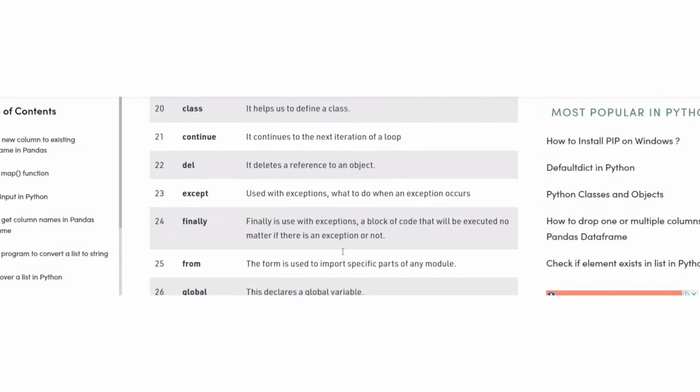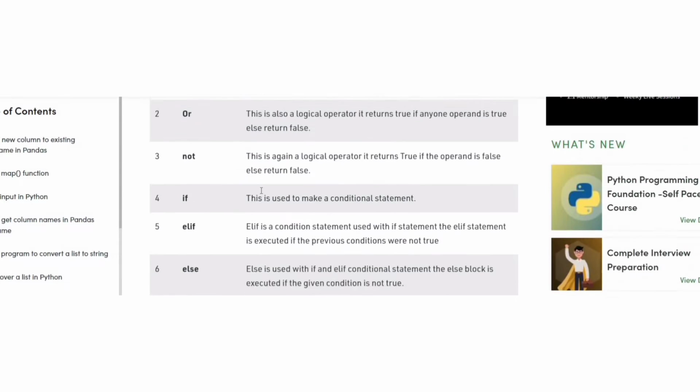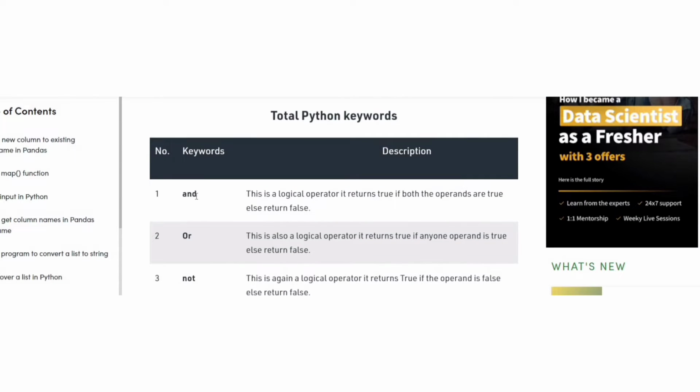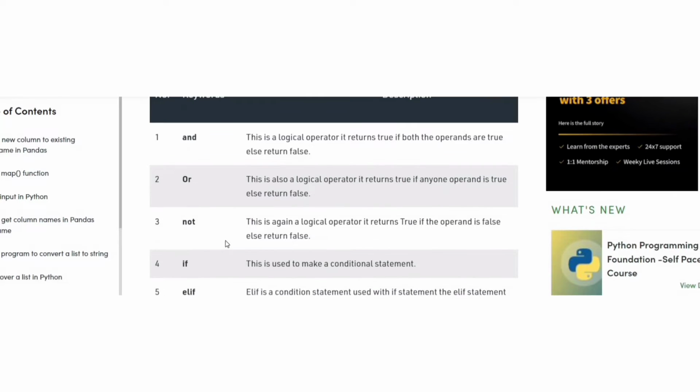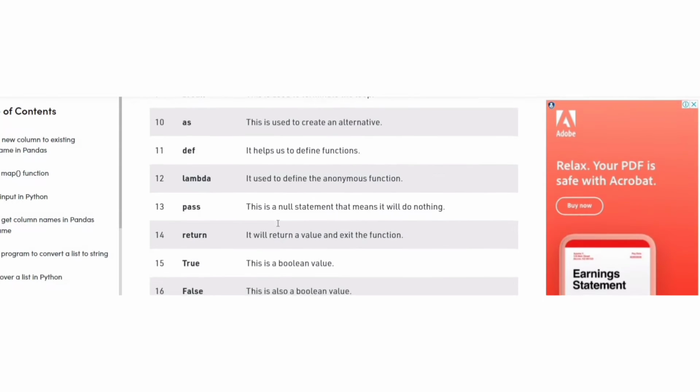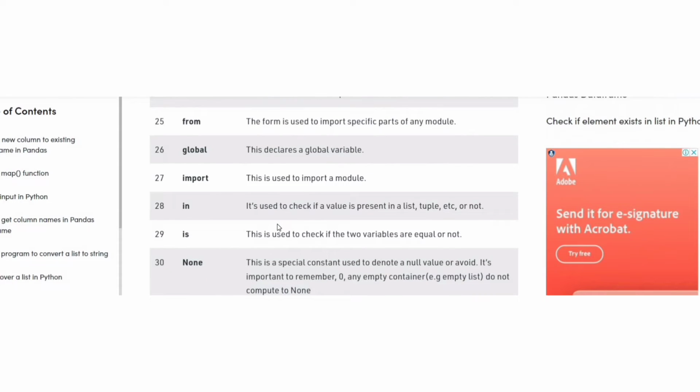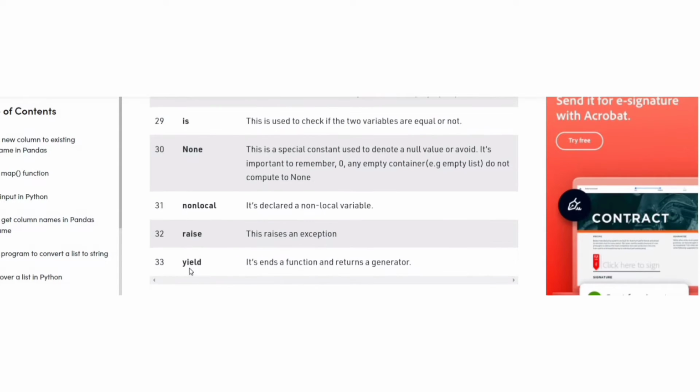For example, here, you can go and search for reserved keywords. Here, and is a reserved keyword. This is a logical operator. or is also a reserved keyword. Likewise, there are many reserved keywords. So we cannot name any variable using these reserved keywords.